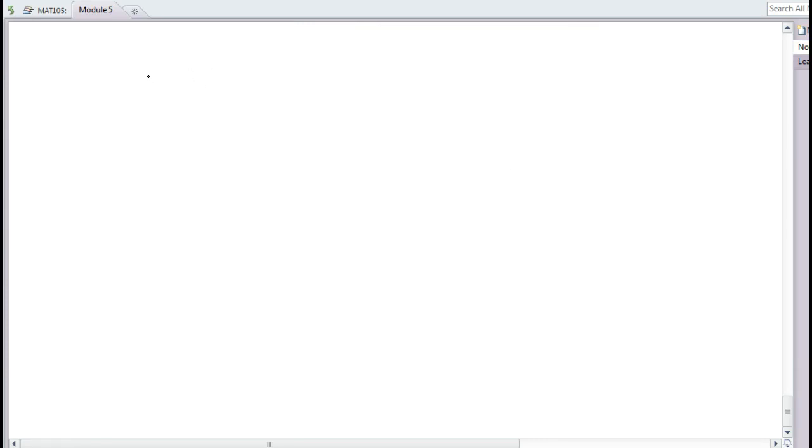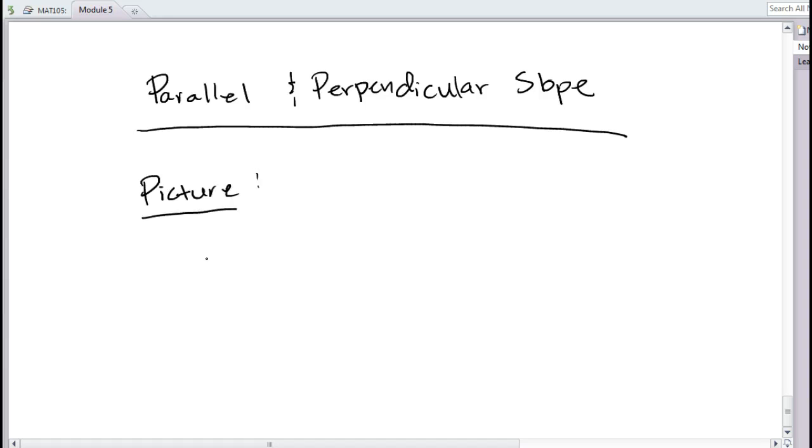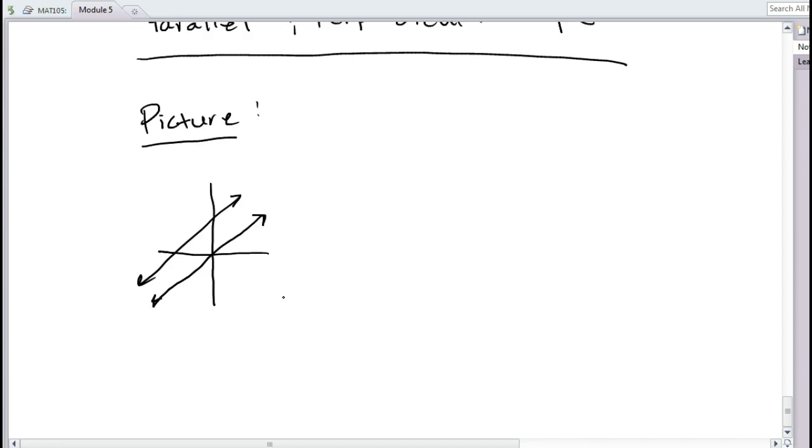So two quick things. So parallel and perpendicular slope. So this is the first thing. You really want to think about the picture. For parallel, it's pretty obvious. If we have two lines, say in the xy plane, that are parallel, that means they never intersect, just move right along next to one another. What's going to happen here? Well, remember, slope measures steepness, so these two lines have equal slope.